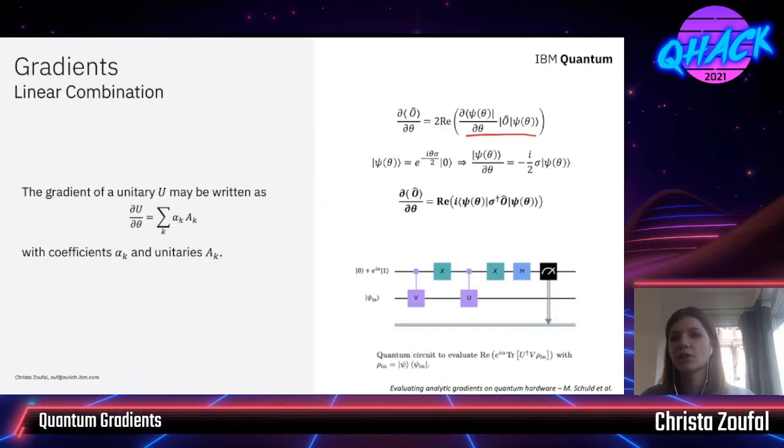Now let's have a look again at the gradient for our trial state, and we see that the gradient for this is given by this coefficient, minus i/2, and the Pauli matrix. Now we plug this into our real part up here, and we get this formula. Okay, so we're set, and we can make use of the circuit structure down here.